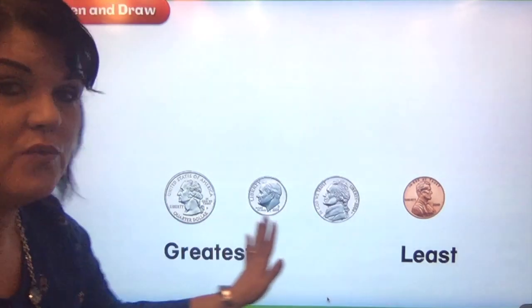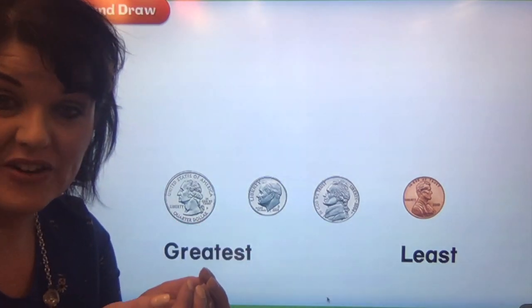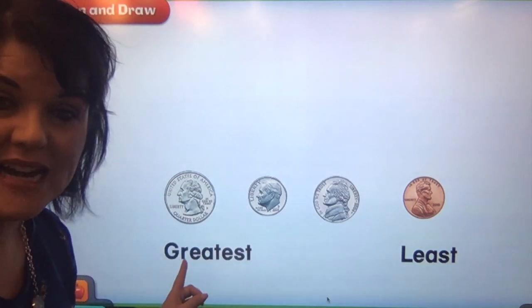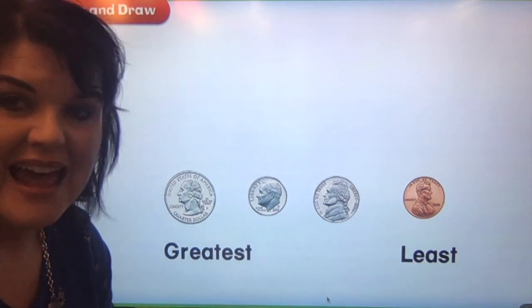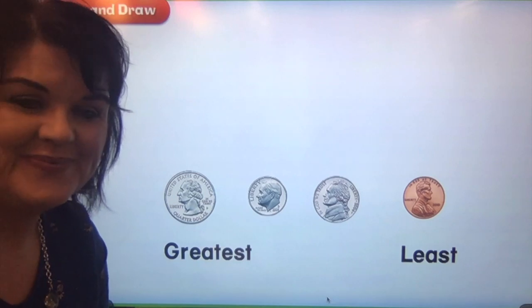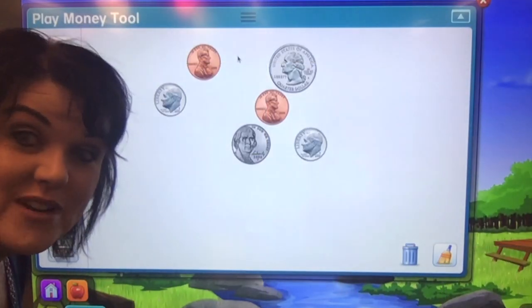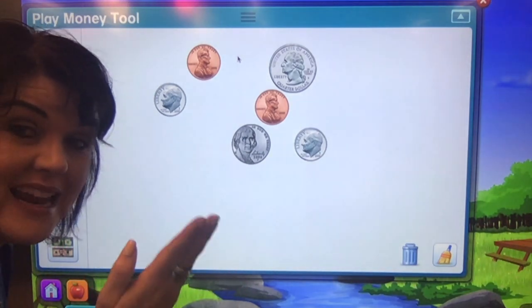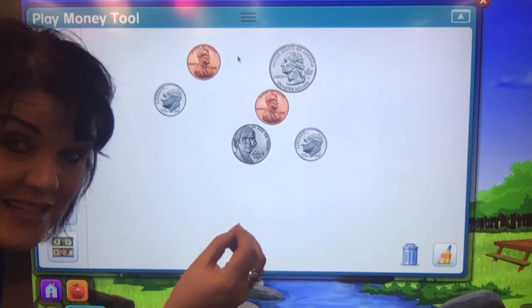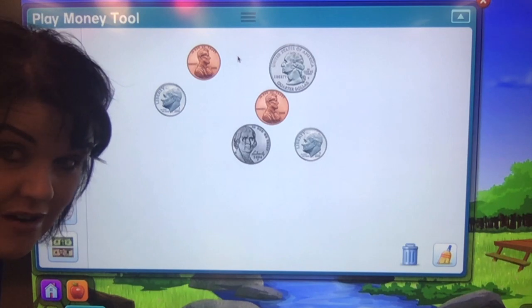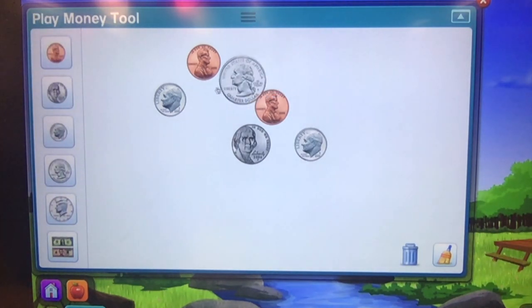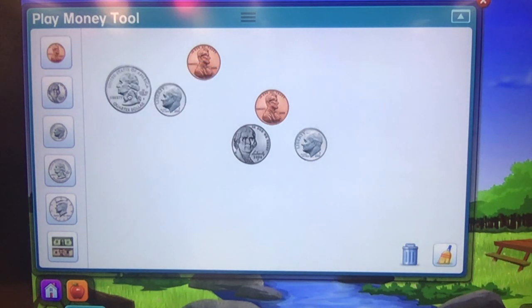So boys and girls, when we have a group of coins all together, we're going to have to sort them out and make sure they are going from the greatest to the least value. And then we're going to count on that way too. Now we have a collection of coins right here, and we have to put them in the order from greatest to least. We're going to start with our quarter because it is the greatest and the largest one, so it's easy to spy. We're going to put it in the front of the group.